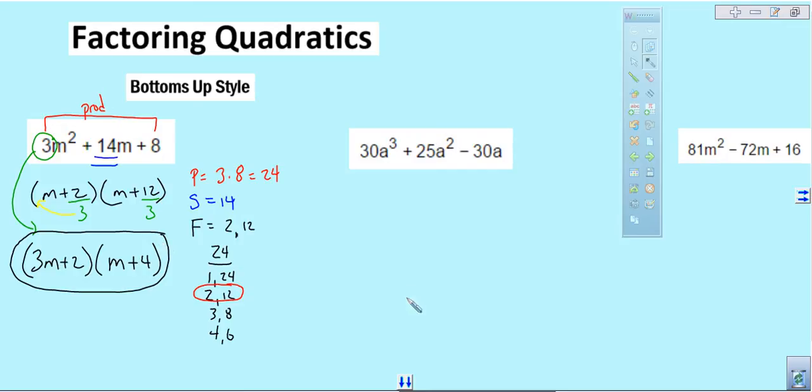That's the process. So product, sum, factor, bring the numbers over, bottoms up, bring your leading coefficient down, see if it goes up. If it doesn't, move it out in front. Alright, I'm going to stop that video right there and I'll just make separate videos for each one.